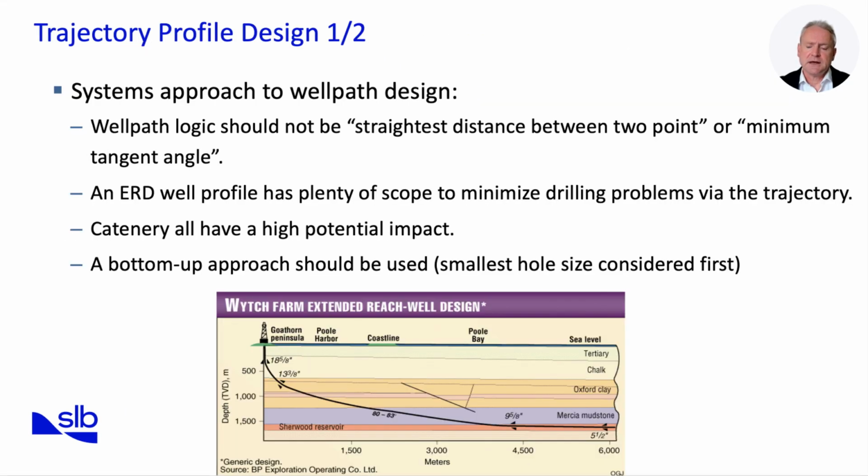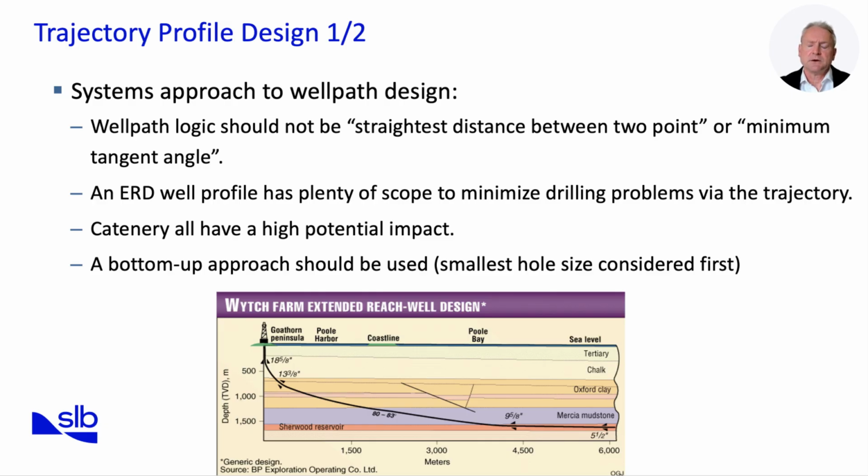Trajectory design for ERD wells cannot be reduced to simply the straightest distance between 2 points. A systems approach is needed. The well path must be designed not only for geometry, but also to minimize drilling problems. For example, choosing a shallower tangent section may reduce torque and drag, even if it increases total measured depth. Catenary profiles, curves resembling a hanging chain, have a high potential impact balancing wellbore stability with mechanical loading. These designs can reduce dogleg severity and improve casing run-in.